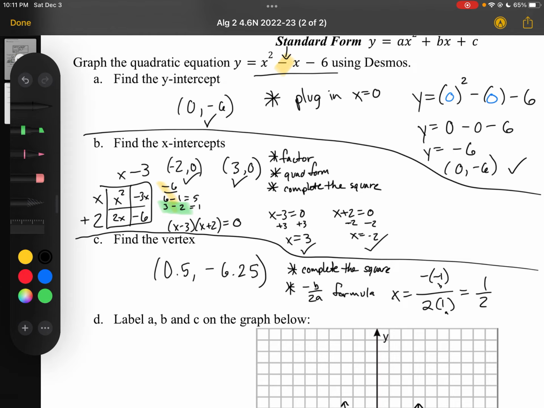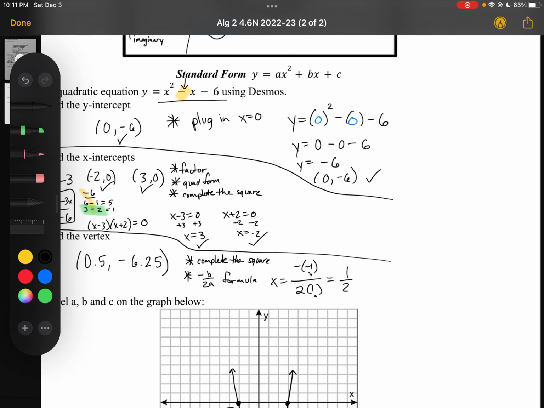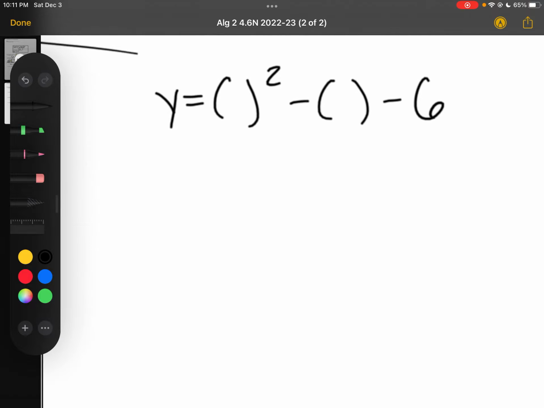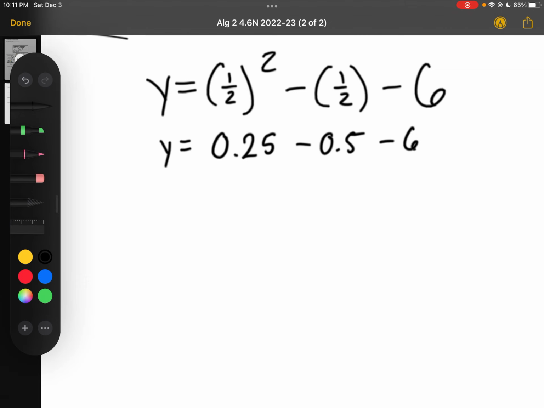And then we take that x value and we plug it back into our initial equation. So let's see. Our equation here is y equals x squared minus x minus 6. Because I'm running out of room, I'll use the magic of zooming to make more space. So here, if we have 1/2 squared, this turns into 0.25 minus 0.5 minus 6. Again, just punch those into our calculator.